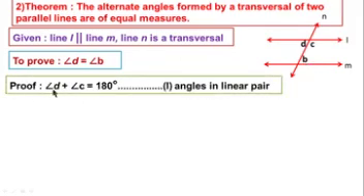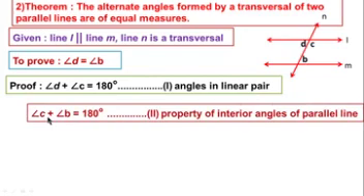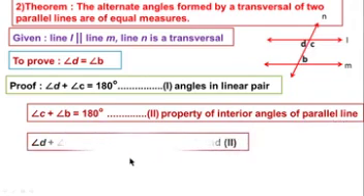Proof: angle D plus angle C is equal to 180 degrees, angles in linear pair. Angle C plus angle B is equal to 180 degrees, by the property of interior angles of parallel lines.